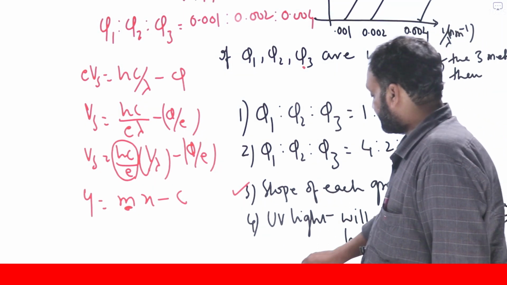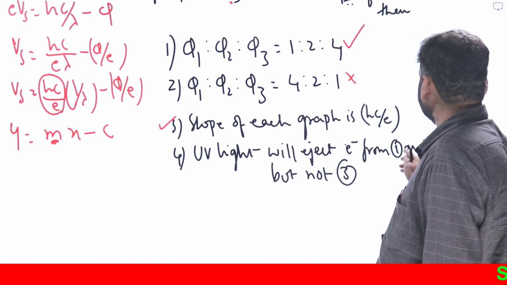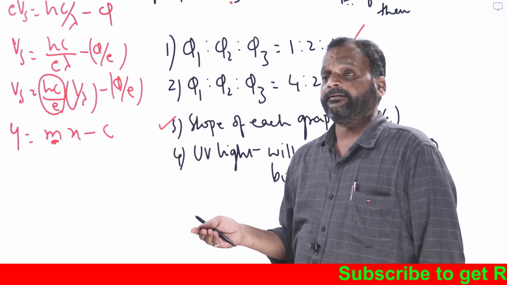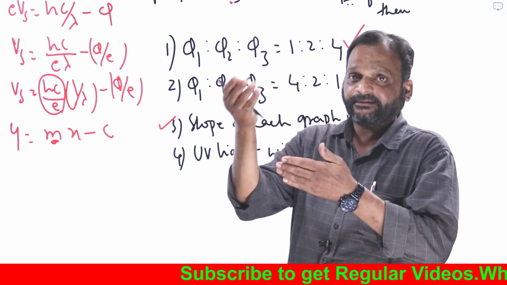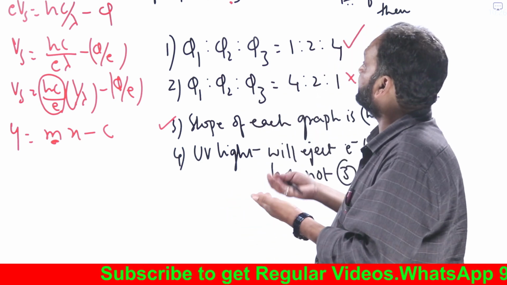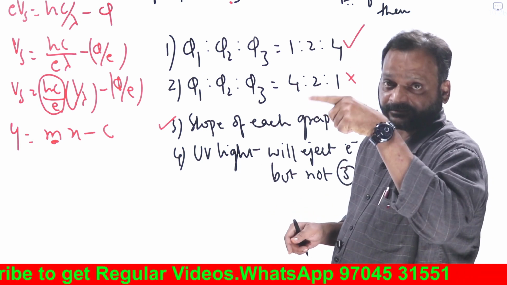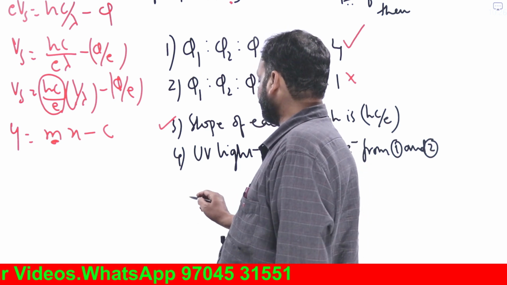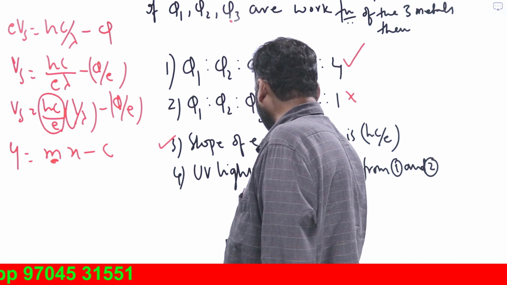Now the fourth option is that UV light will eject electrons from metals 1 and 2 but not from 3. Any light will emit electrons from the metal plate only if the wavelength is less than the threshold wavelength. So what are the threshold wavelengths? He has not given the threshold wavelengths, but he has given 1 by lambda, the reciprocal of the threshold wavelength. What is that? It is like this.